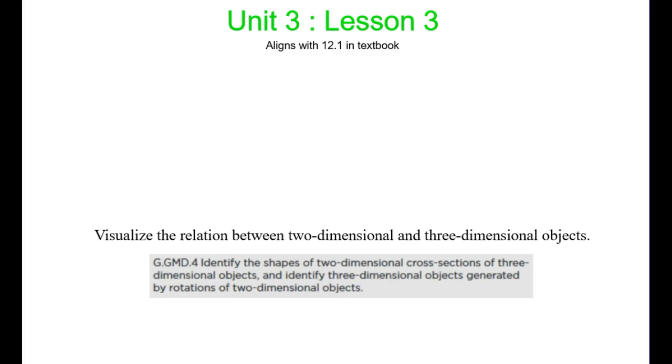Unit 3, Lesson 3. This lesson will align with 12.1 in your textbooks. One standard we're going to cover: identify the shapes of two-dimensional cross-sections of three-dimensional objects and identify three-dimensional objects generated by rotations of two-dimensional objects.